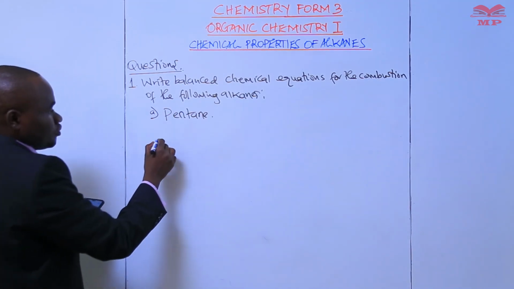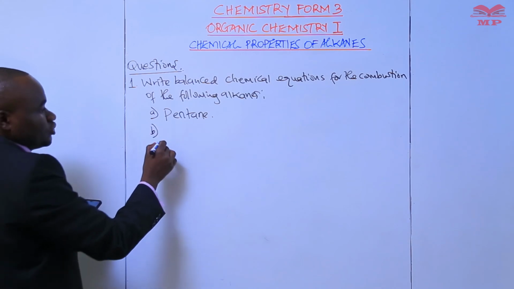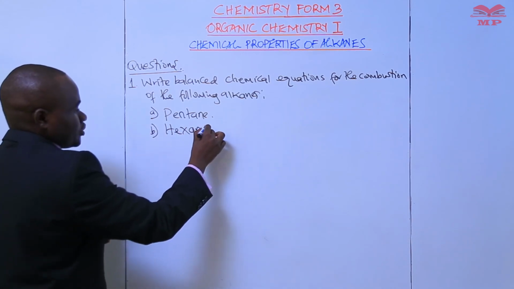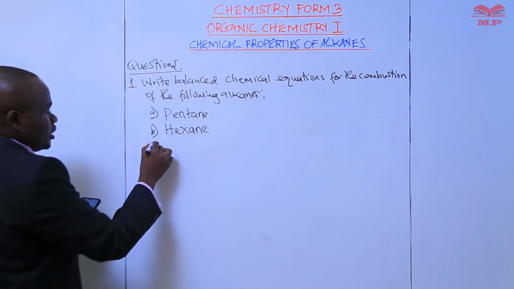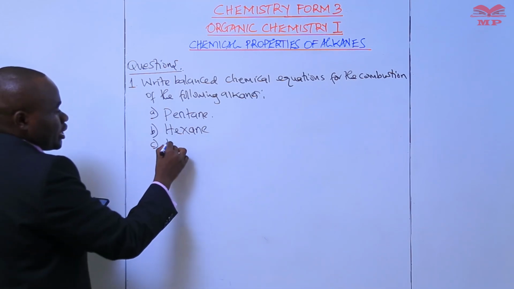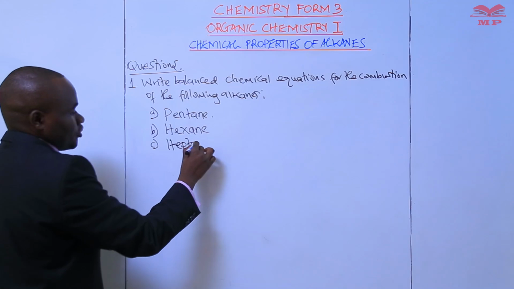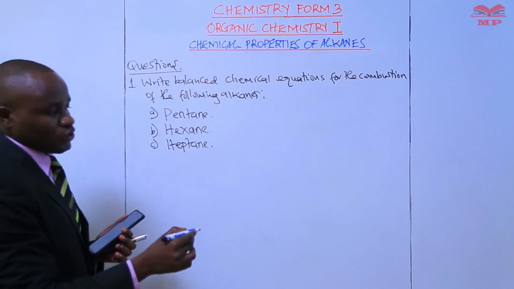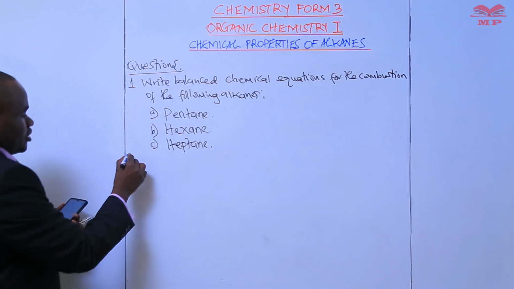You write the equation for the products of combustion. The second one is hexane. Try and write the equation. Then the last one is heptane. So you should know the products. We have already said the products are two: carbon dioxide and water.